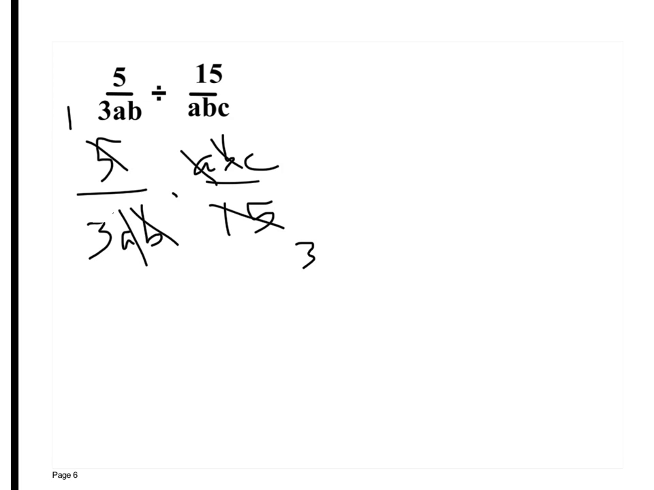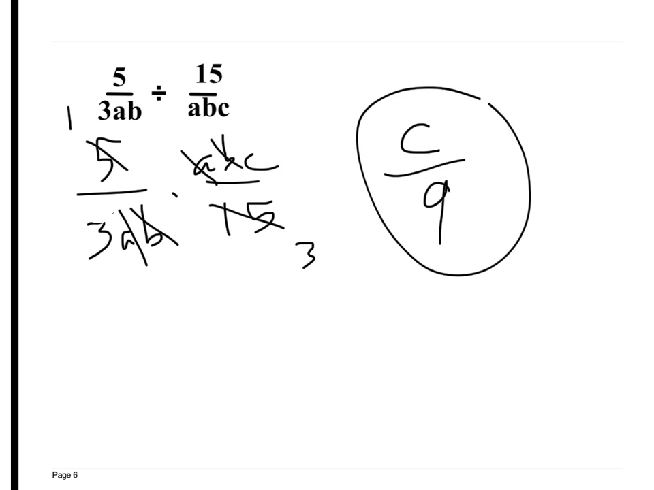Okay, so look at what I'm left with. C on top, the 1 is understood. I don't have to multiply anything by 1 because it doesn't change anything. And on bottom, I have 9. So there's my answer. 3 times 3 is 9. It's really easy. Any questions how to do that? Okay, there will be problems like this on your homework. Flip it and then look to see what cancels.